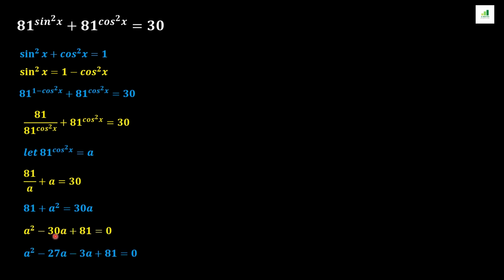So as a result, we will get a square minus 27a minus 3a plus 81 equal to 0, because we will break this 30 into minus 27a minus 3a, because when we add both of these values, we will get minus 30, and when we multiply both of these values, the product will be equal to the product of a square and 81. So it means that this is the correct way to factorize this equation.